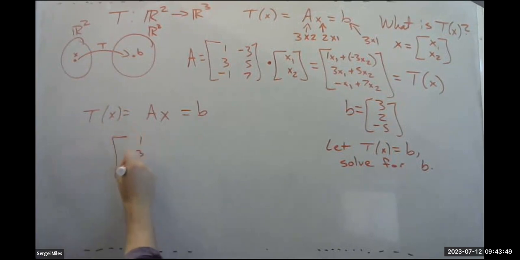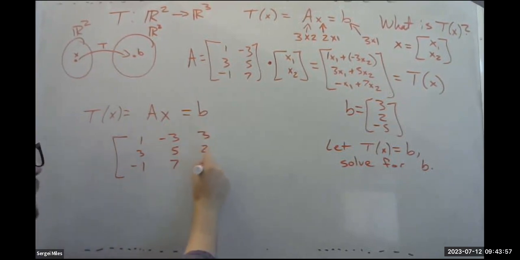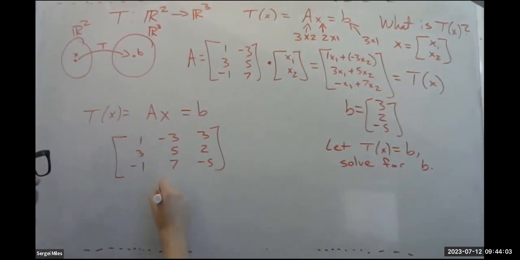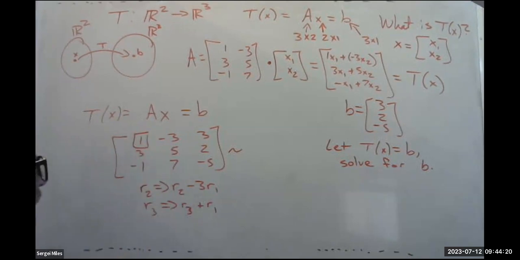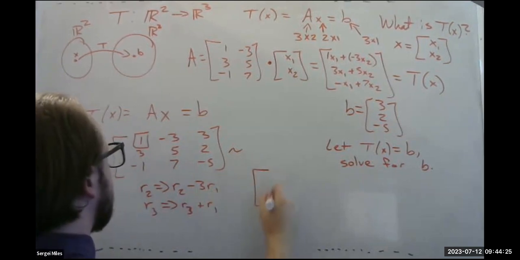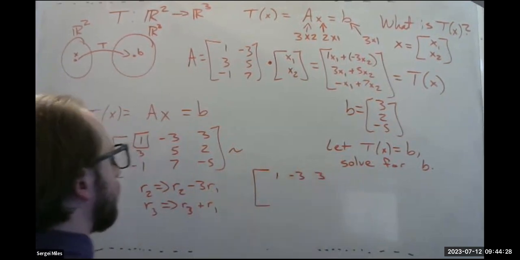So 1, -3, 3, -3, 5, 7, -1, 3, -5... All we need to do now is reduce this. So let's see. I'm going to take R2, and I want to subtract 3 times row 1. I want to take row 3, and I want to add row 1 to it. I'm trying to make a pivot right here in this first column, first row. And this will transform into 1, -3, 3.